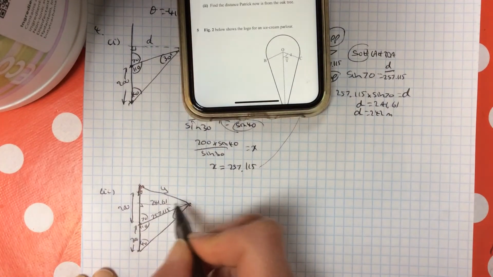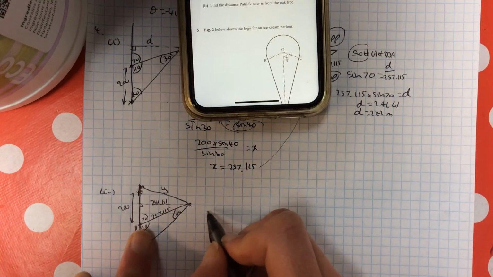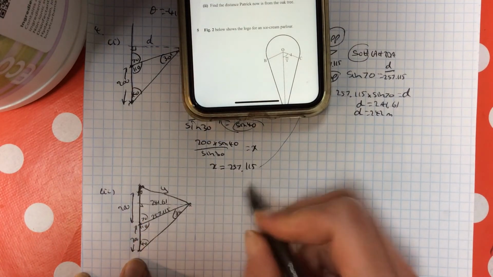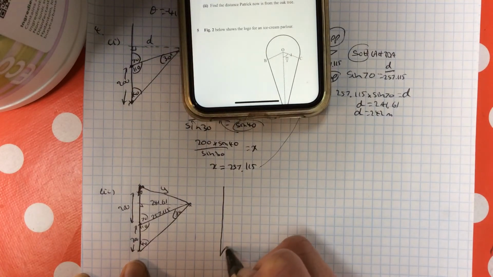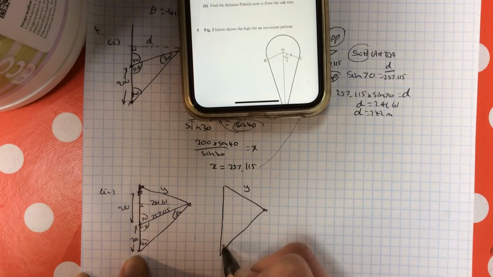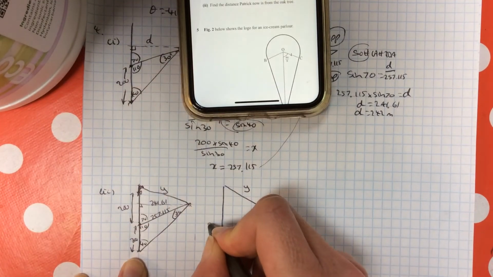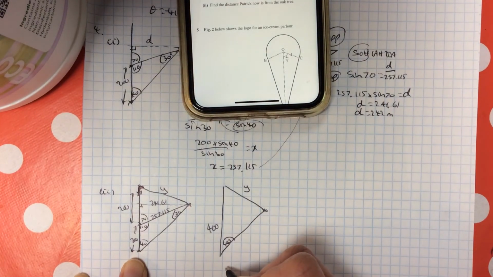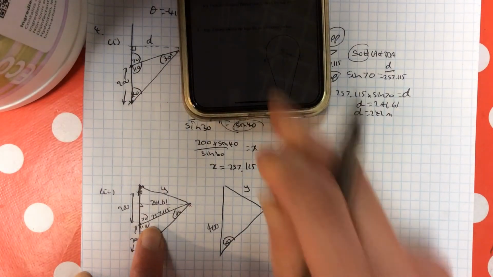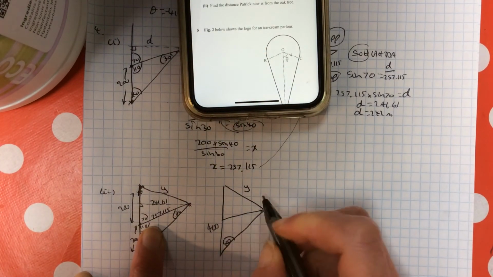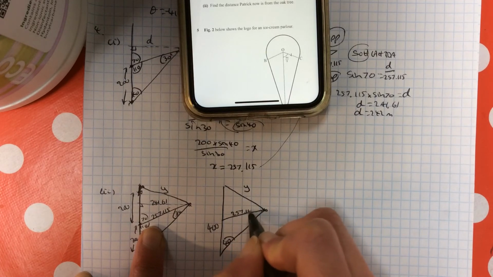I would probably, if you use the whole big triangle, that looks quite an easy one to use. So here's the tree. I'm looking for this distance. I know this is 40, and I know this side here is 400. I don't have enough information, so that triangle is not ideal. So we will try splitting the triangle in the middle. So we'll go for 257.115.